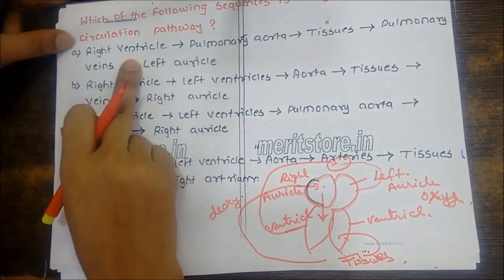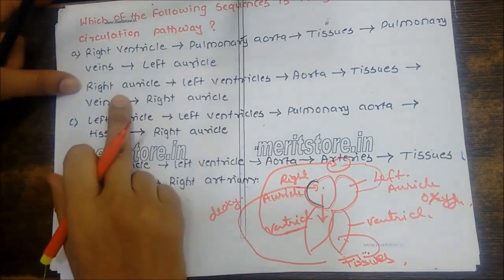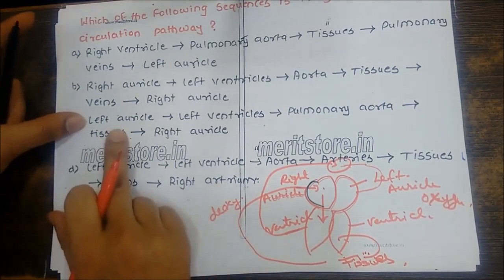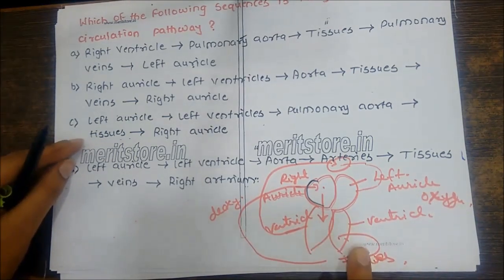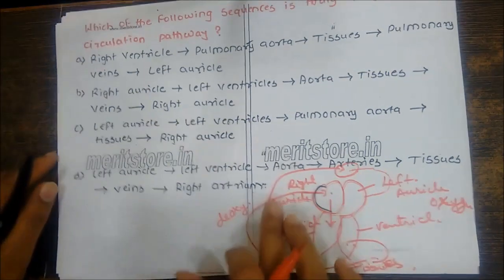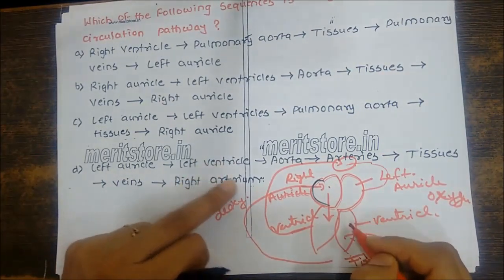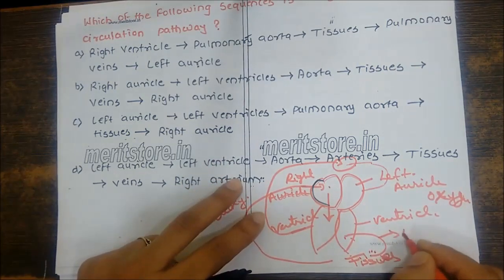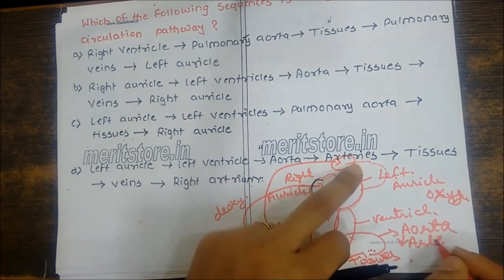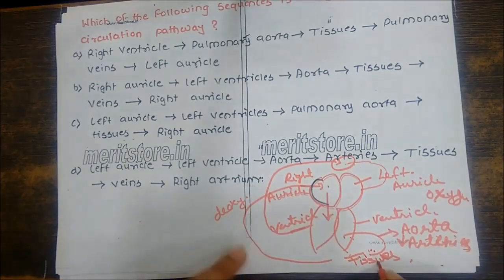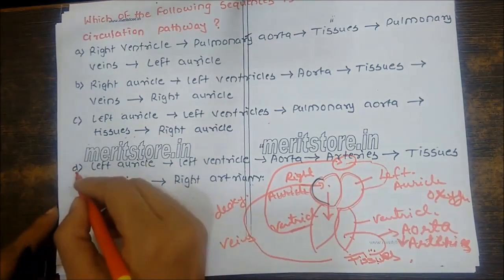So option A: from right ventricle it will go to the pulmonary aorta. No, it's wrong. Option B: from right auricle to the left ventricle. No. From left auricle to left ventricle, yes. Option C: left auricle to left ventricle, then pulmonary aorta, then tissues, and then right auricle. No, it's wrong. From left ventricle it will go into the aorta, and then from aorta it will divide into arteries, and then from arteries it will go to the tissues, and from tissues it will go by means of veins to the right atrium. So the answer is D.